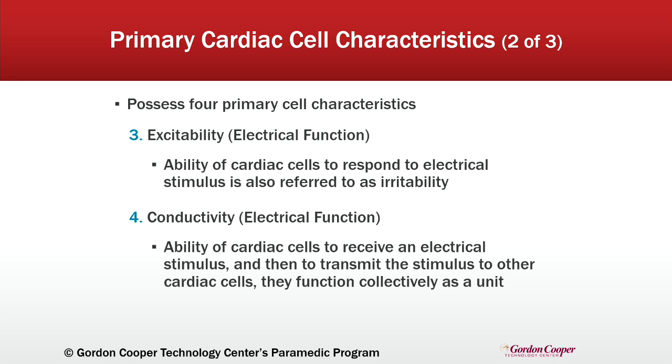And our last one, we have conductivity, and that's an electrical function. Conductivity is about how well cardiac cells communicate with one another. When one cell gets an electrical stimulus, it passes that signal along to neighboring cells. This ensures that the heart works as a unified whole, so all parts of the heart contract together in a well-coordinated manner.